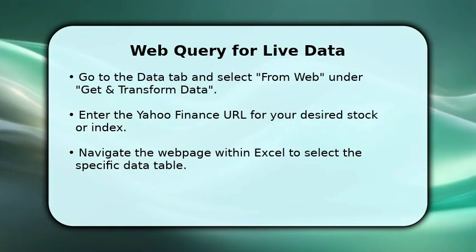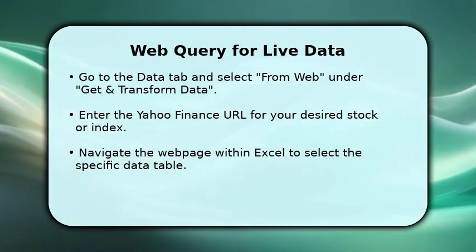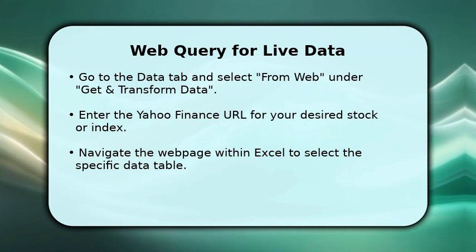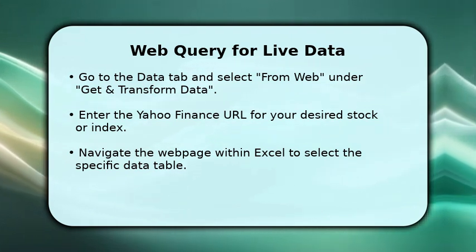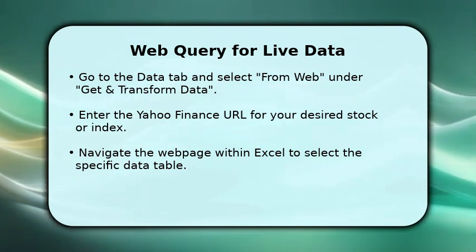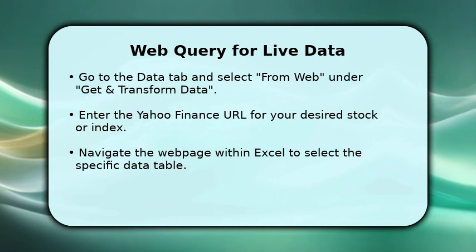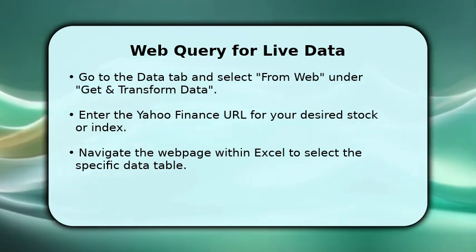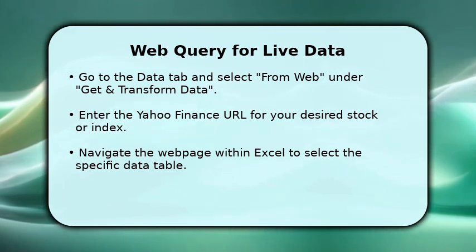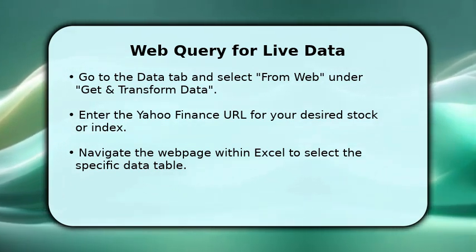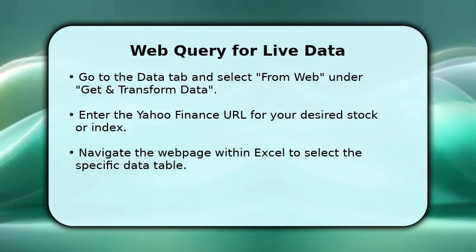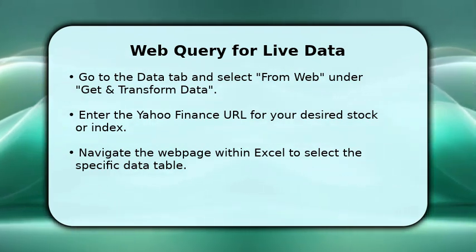To use a web query, begin by opening Excel and selecting the Data tab. Look for the From Web option, usually found within the Get and Transform Data group. A dialog box will appear where you can paste the Yahoo Finance URL for the specific stock or index you wish to track. Once the page loads, you can visually select the data tables you want to import, then click Load to bring the information into your spreadsheet. This method allows for easy data refreshing.